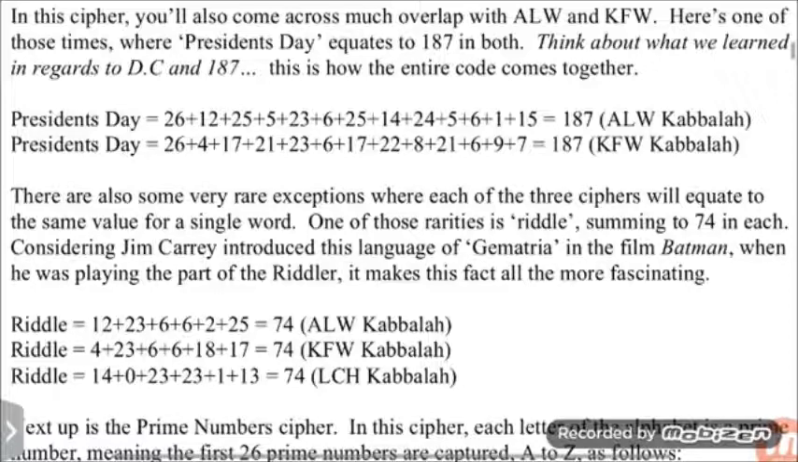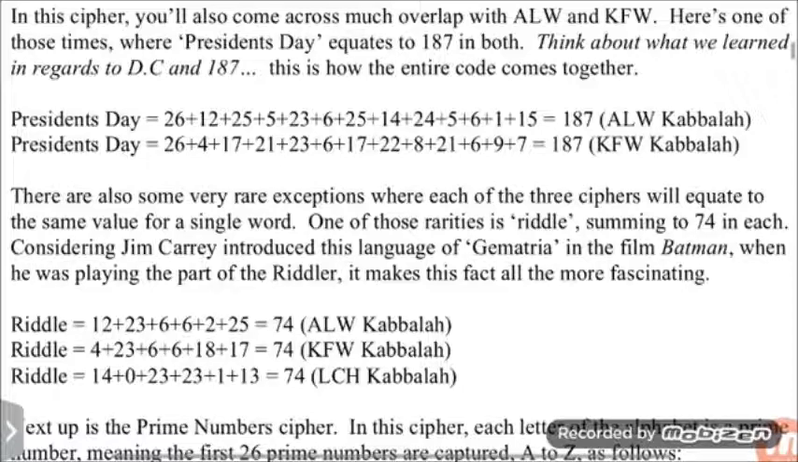President's Day, 26 plus 12 plus 25 plus 5 plus 23 plus 6 plus 25 plus 14 plus 24 plus 5 plus 6 plus 1 plus 15 equals 187 ALW Kabbalah. President's Day equals 26 plus 4 plus 17 plus 21 plus 23 plus 6 plus 17 plus 22 plus 8 plus 21 plus 6 plus 9 plus 7 equals 187 KFW Kabbalah.